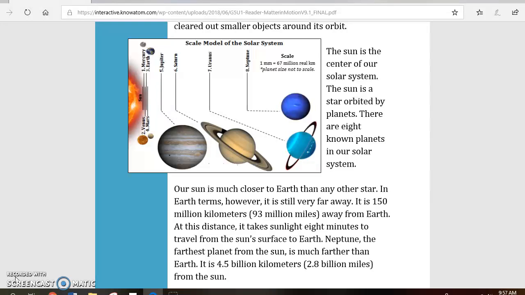Our Sun is much closer to Earth than any other star. In Earth terms, however, it is still very far away. It is 150 million kilometers, 93 million miles, away from Earth. At this distance, it takes sunlight 8 minutes to travel from the Sun's surface to Earth. Neptune, the farthest planet from the Sun, is much farther than Earth. It is 4.5 billion kilometers, 2.8 billion miles from the Sun.